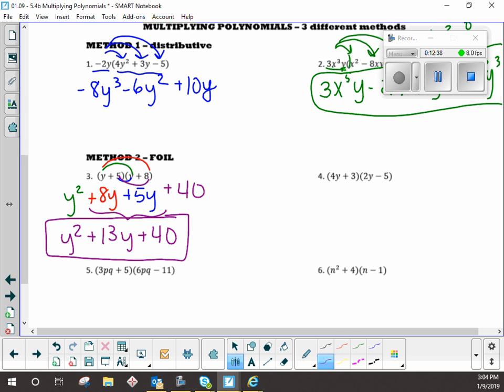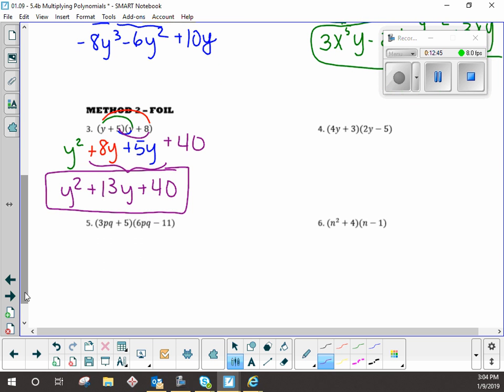Okay. You try number 4. In fact, you can try the rest of them. I just want to give you a heads up about 5 and 6. The thing that's different about 5 is there's 2 variables, but you can handle that. And the thing that's different about 6 is nothing will combine on the last step. Right? So take a few minutes and do FOIL on those last few problems, and then we'll talk about it.